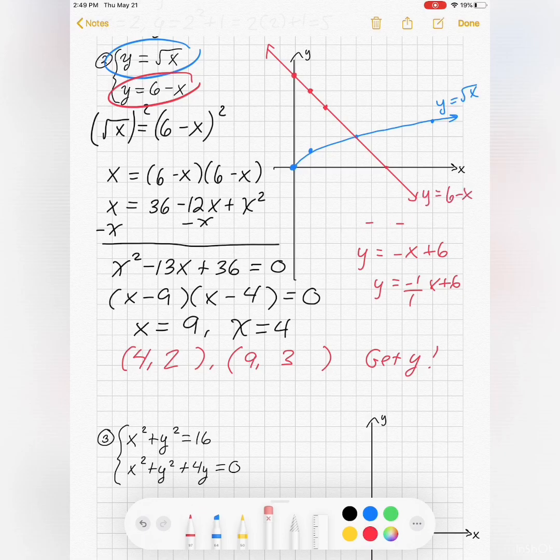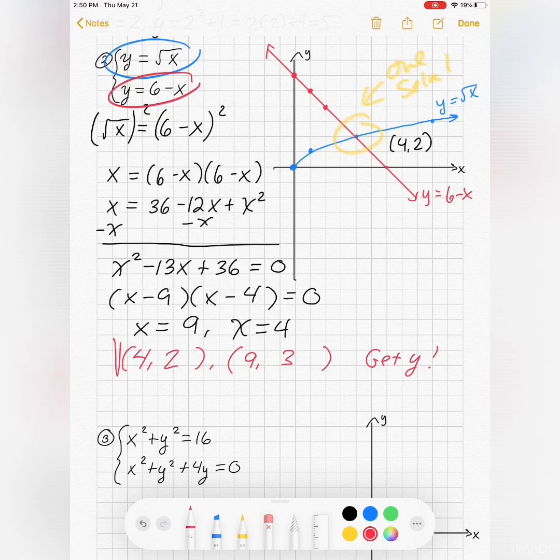All right, so looking at the graphs, I can tell immediately how many solutions I should have. I should have one solution. Okay, so something is wrong here, so the correct solution would be 4, 2.